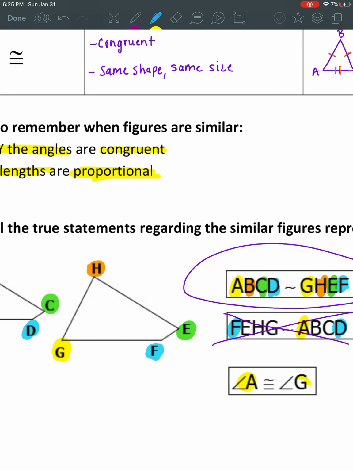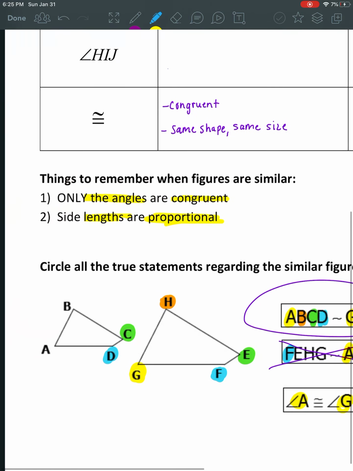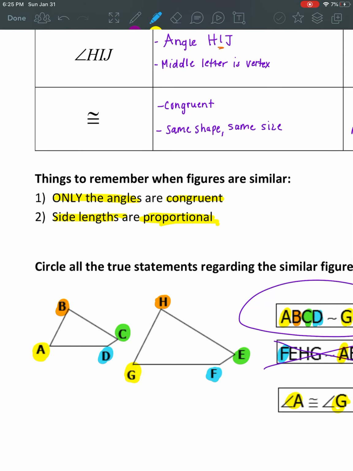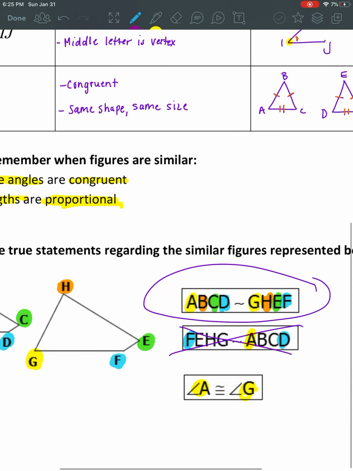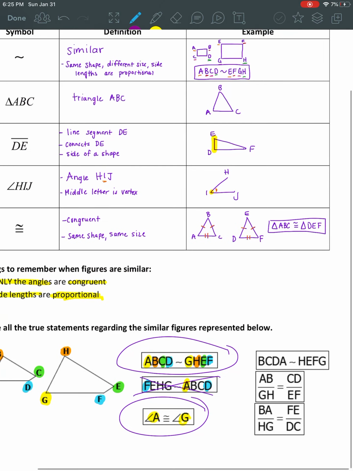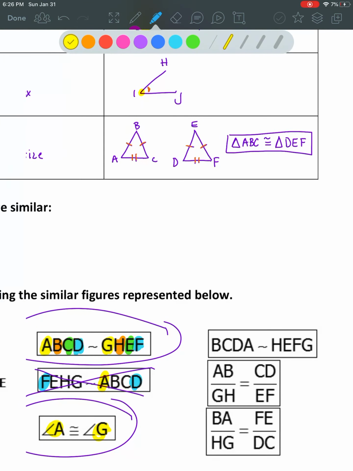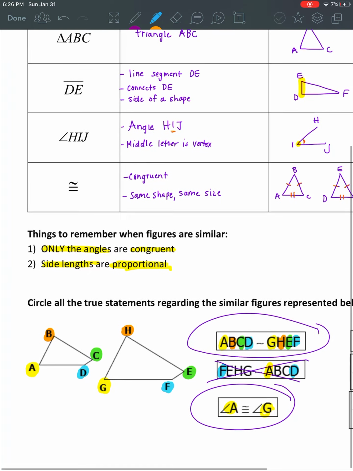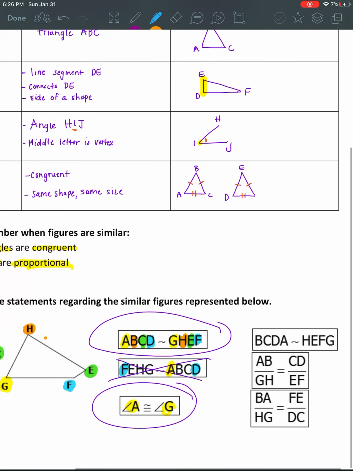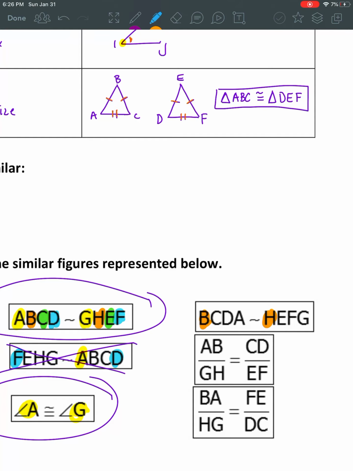Angle A, which I highlighted in yellow, is congruent, meaning the exact same, to angle G, which remember, up above here, things to remember: when figures are similar, the angles are congruent. So that is a true statement. B, C, D, A. So B, we did in orange, and that had to match up to H off to the left here. B and H are the same.